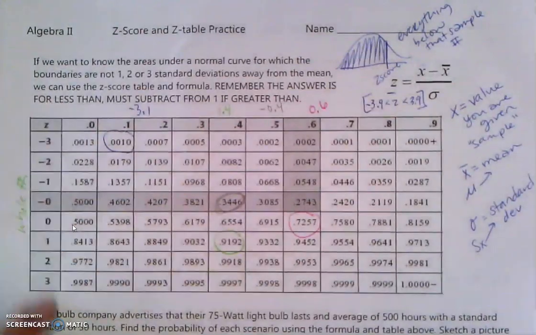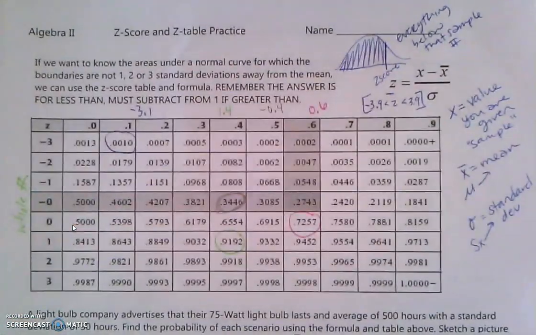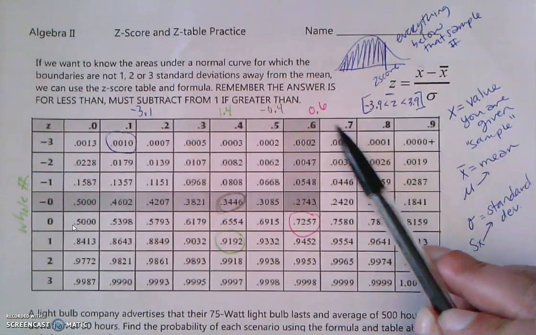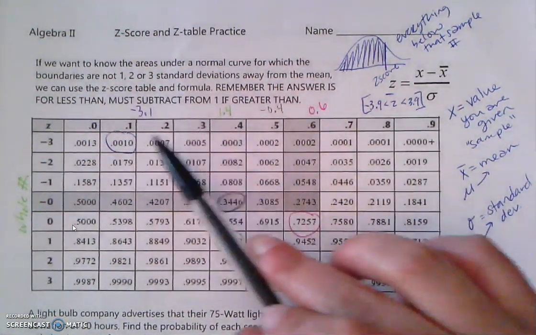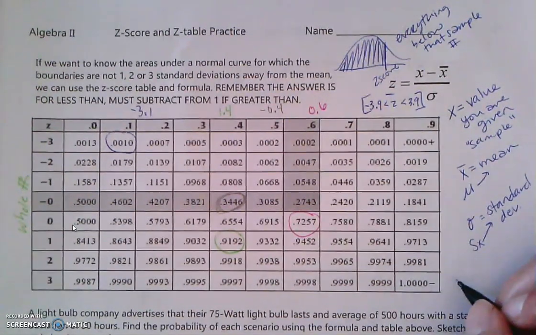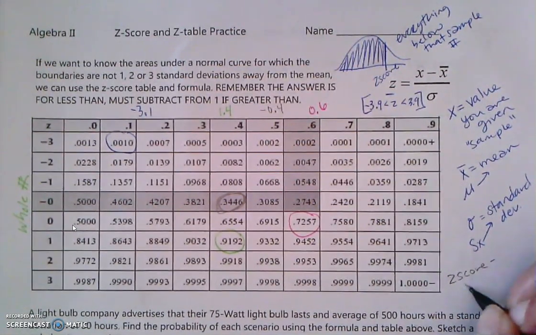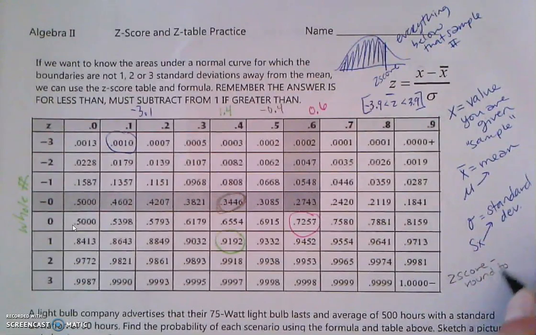This is the whole number, or the number in front of the decimal. These are the decimals. As you can see, these are all rounded to the tenths place, so our z-score always has to be rounded to the tenths place. Okay, so that's just a little bit of detail. I'm going to write: z-score, round to tenths place.